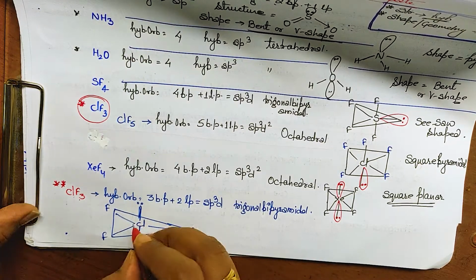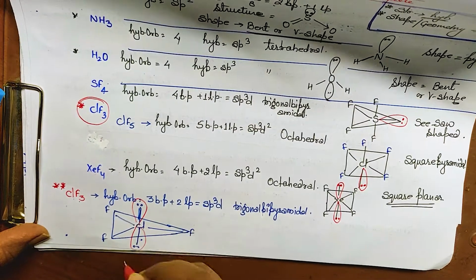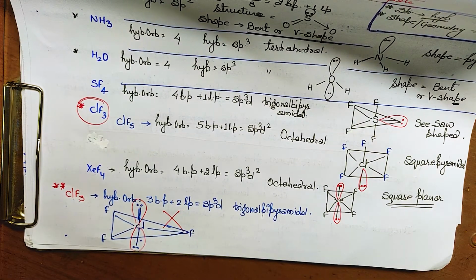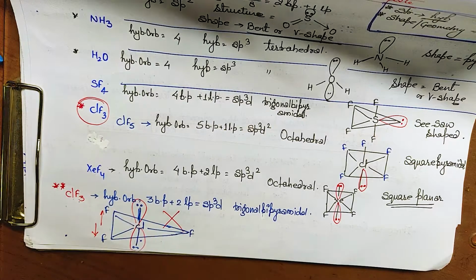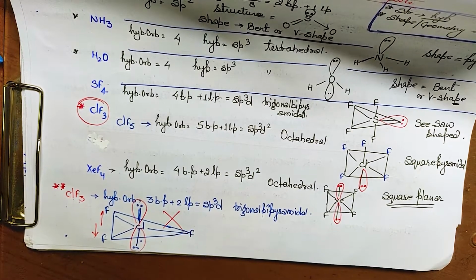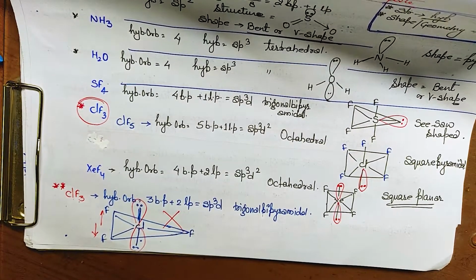If you draw like this, it will be considered wrong. Why? See, fluorine being more electronegative, they will repel each other. So they will repel each other in such a way that there are chances the whole bond will break. Got it? So the molecule is not going to be stable. So we will keep it in such a way that the repulsion is minimized, and the shape may distort, it's okay, but the bond should not break.